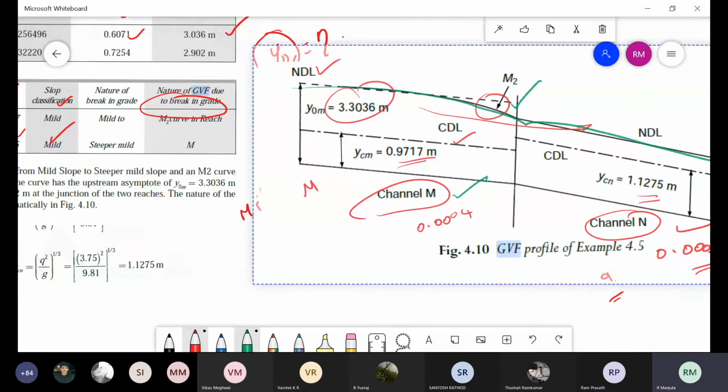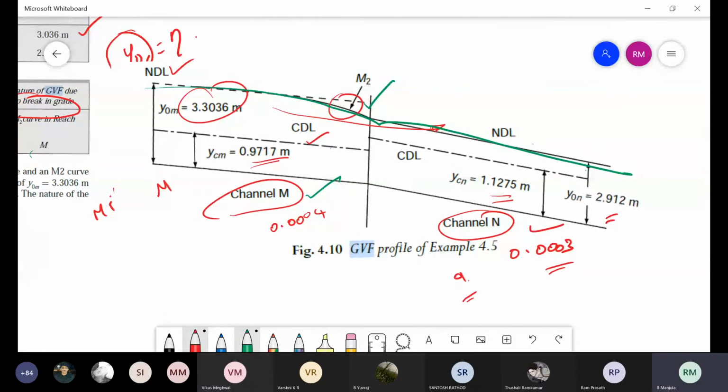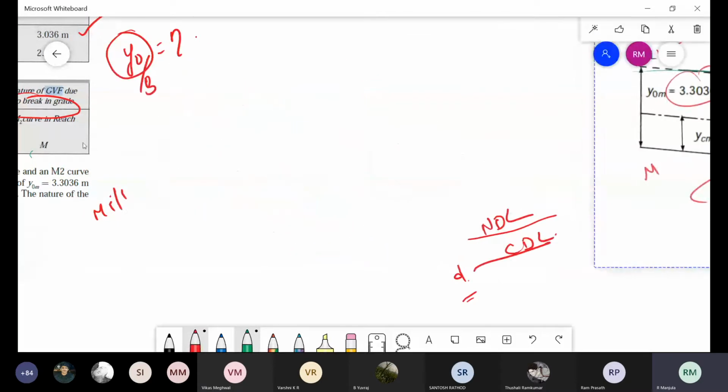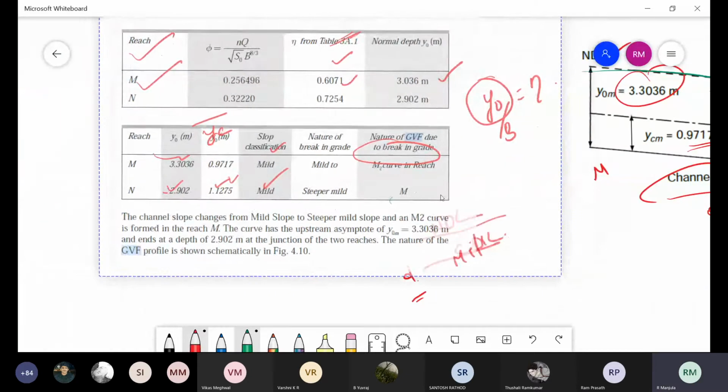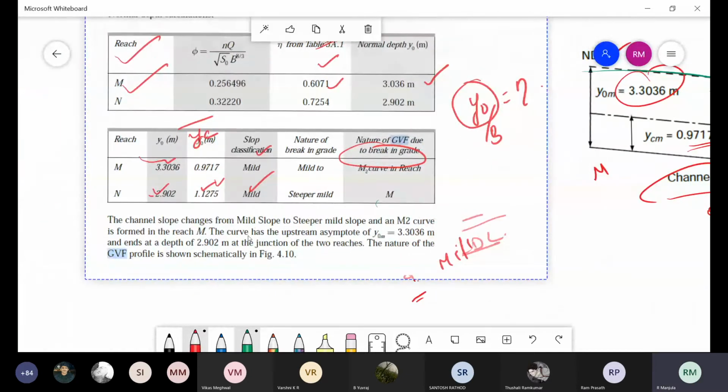You can see here in channel reach N, it is a steeper mild or mild slope profile, M, in case of channel reach N. So the channel slope changes from mild slope to steeper mild, and you have an M2 curve in channel reach M, and it is formed in the reach of M.